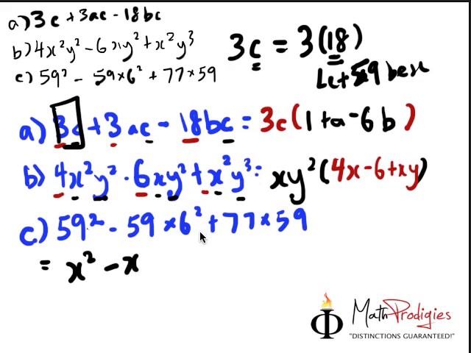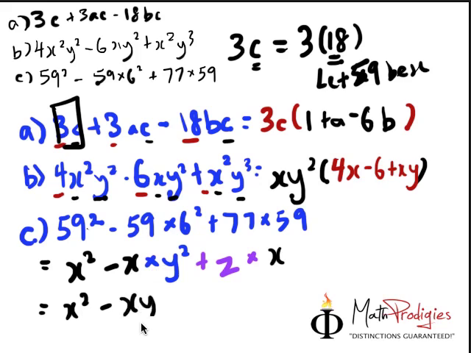Now for 6 squared, I'm going to give 6 a letter Y. So in this case, it becomes times Y squared, and then I have plus 77, and I'm going to give that Z. Therefore plus Z, and then times 59, which was X. So we do this. Now what you get here is, of course, an equation: X squared minus X times Y squared plus Z times X. Using BODMAS, we remember that we have to multiply first. Therefore we get X squared minus XY squared plus XZ.